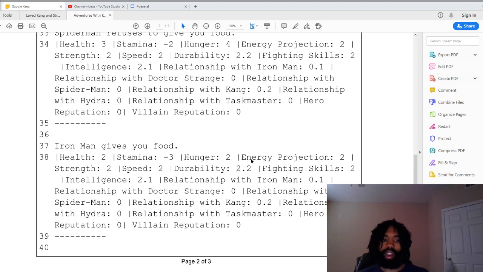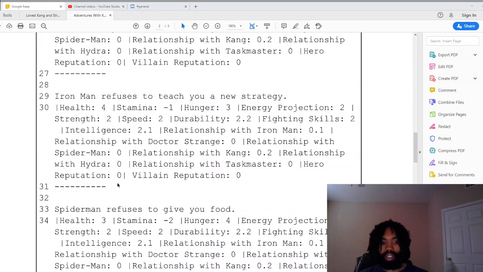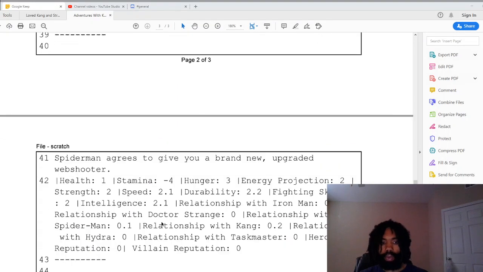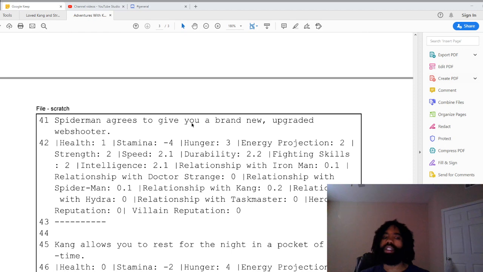But while they're trying to get food and successfully getting food, you can see that their stamina has now hit -3, so they are in a state of fatigue, where they are now losing health each turn due to the fact that they have such low stamina. And if you look at the previous loops, you can see that this fatigue has already been hitting them. So if we scroll down, the next thing they do is they get a web shooter from Spider-Man, an upgraded web shooter that helps to increase their speed and also increases their relationship with Spider-Man.